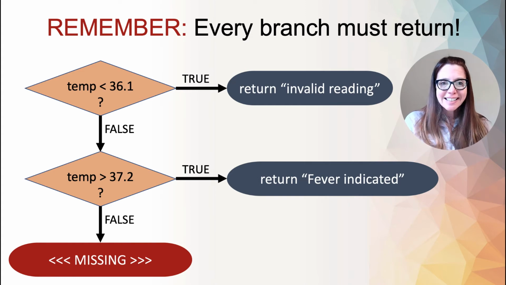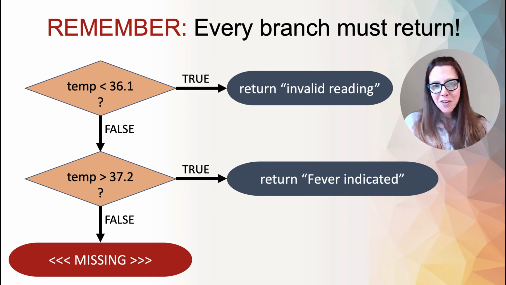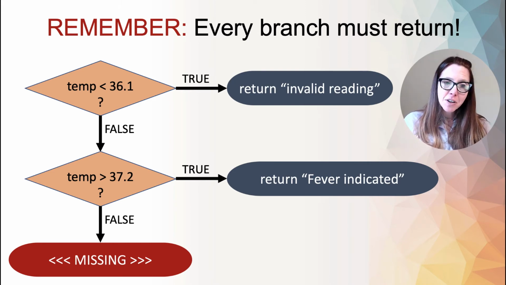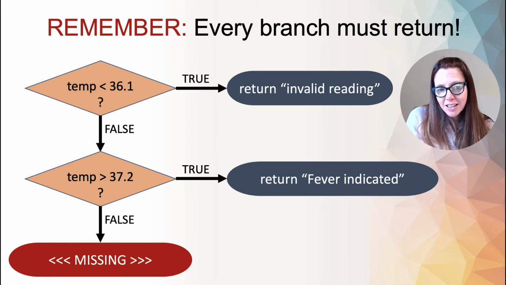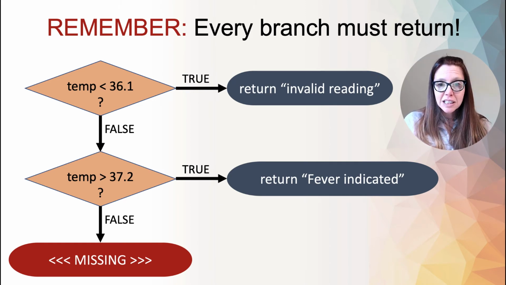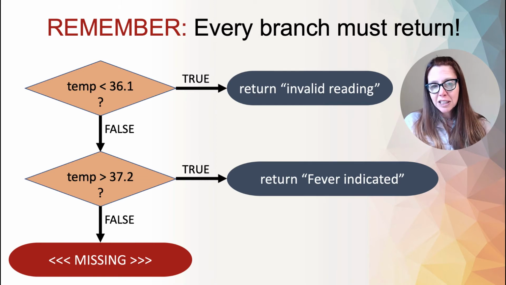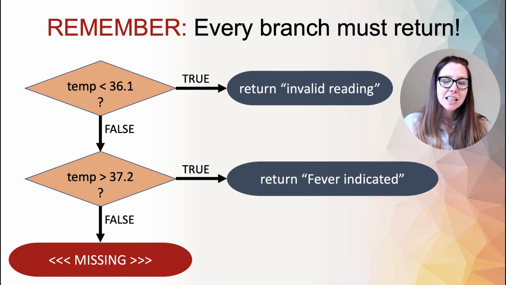So we come in, check if the temp is less than 36.1, and do what we've always done, return invalid reading. If we end up on the false branch, so if the temp is greater than or equal to 36.1, we do our second check, which is we check if temp is greater than 37.2. If it is, we return fever indicated. If it's not, we don't give any further direction. This is an example of a missing branch.